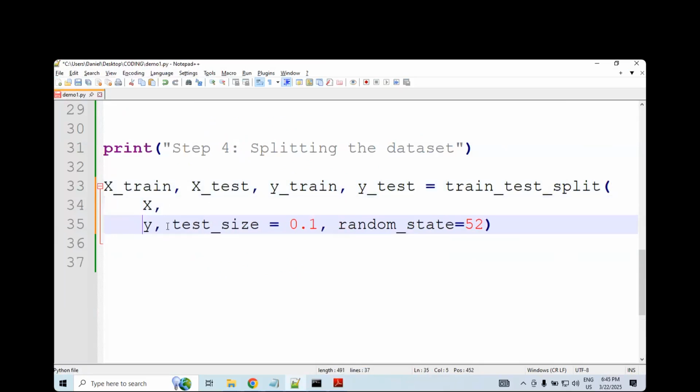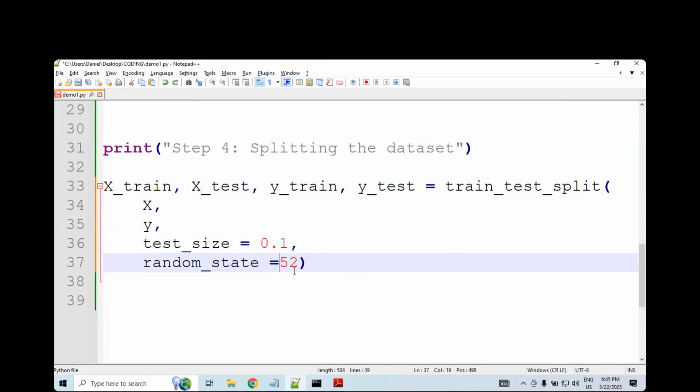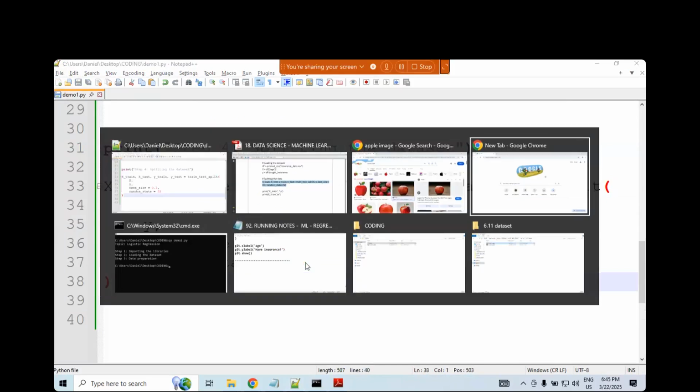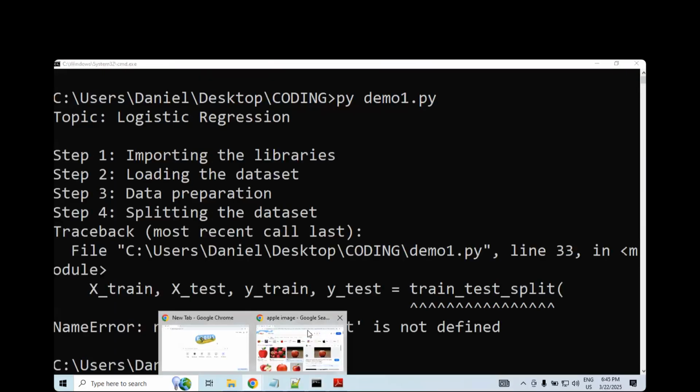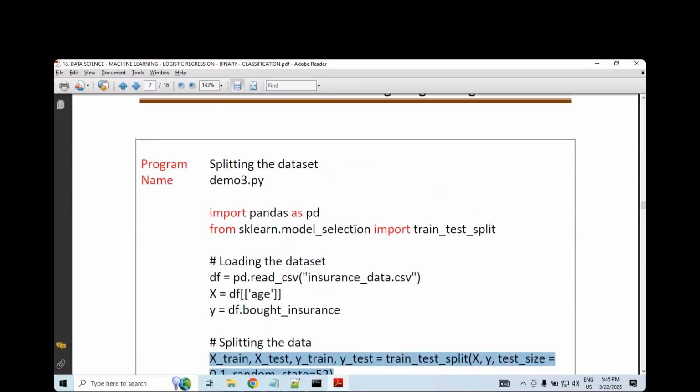I need to import the class. I'm sorry, I need to import this function also. Let me close this. Let us import this function.